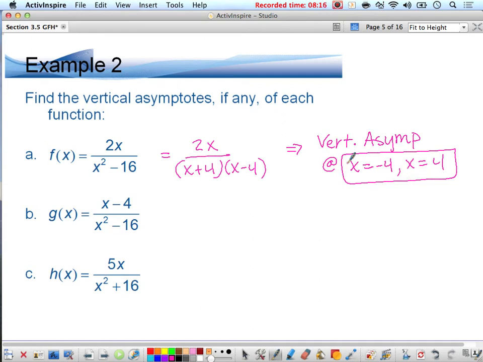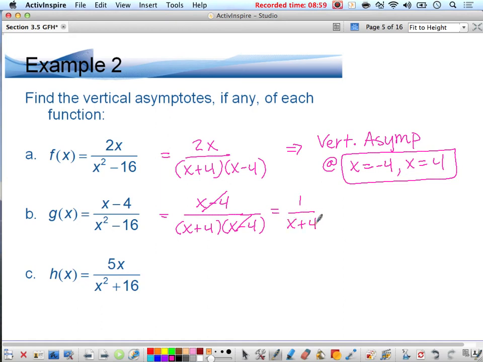So for the second part, we have g of x equals x minus 4 over x squared minus 16. So we're going to start out the same way. We're going to factor the top and bottom. The top won't factor, so we're going to keep the top. The bottom will factor into x plus 4, x minus 4. What do you notice about this one that was different from part A? There's a binomial on top that cancels with one of the binomials on bottom. Okay. So go ahead and cancel it. Do you see that what's left over is 1 over x plus 4?